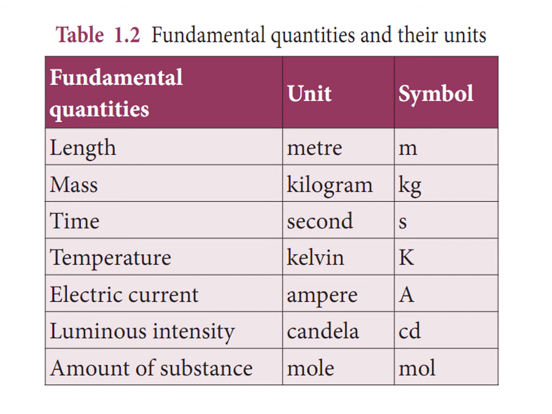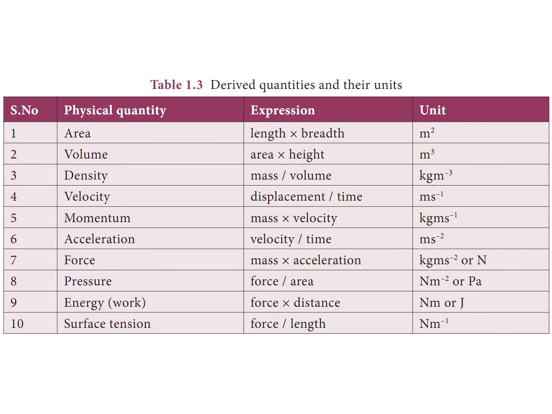With the help of these 7 fundamental units, the units for other derived quantities are obtained, and their units are given below in this table. These are the derived quantities and their units. For example, area, expression: length into breadth, unit is meter squared. Volume: area into height, meter cubed. Density: mass per volume, kg m^-3.